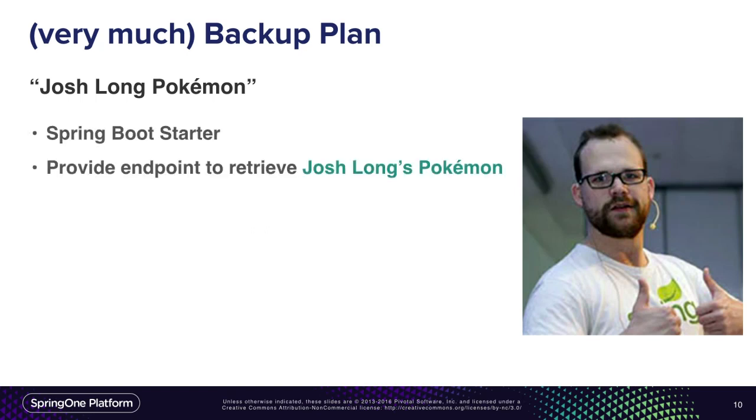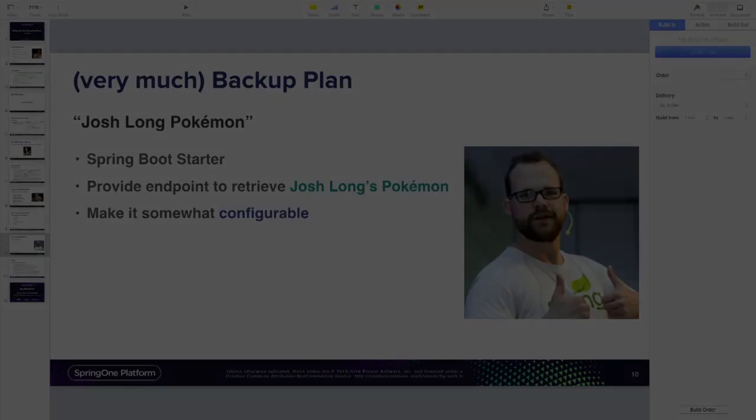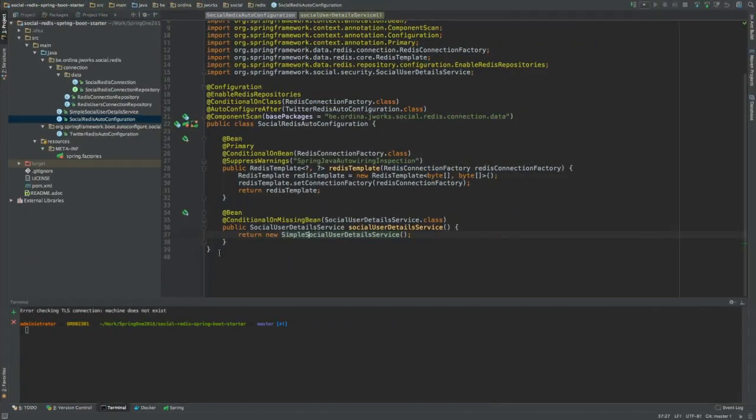So it's a Spring Boot starter. It needs to provide an endpoint to retrieve Josh Long's Pokemon. And I want to make it somewhat configurable. So that's much simpler than the other one. So I'll show you the code.